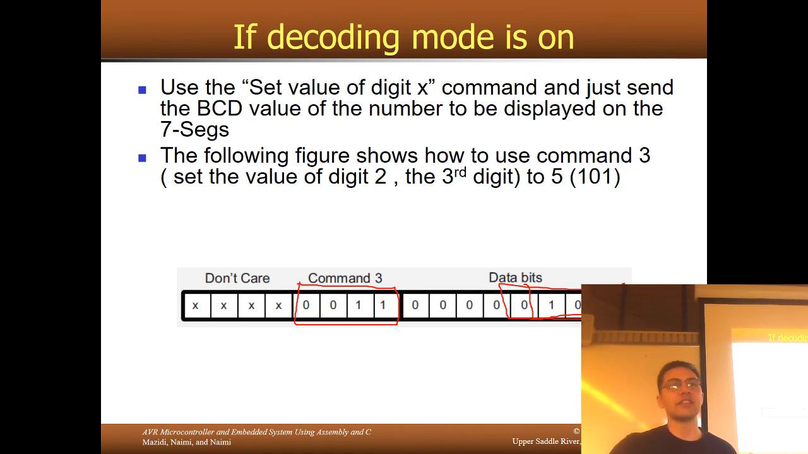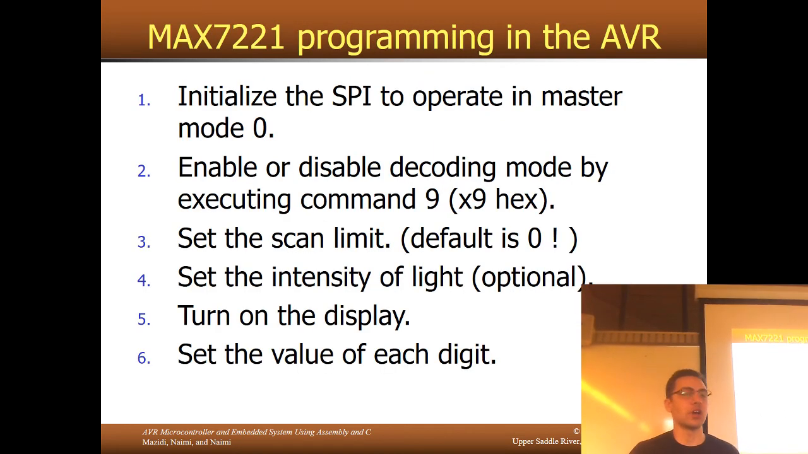So when we set this up to talk to this 7221 or the 7219, we've got to initialize the SPI. It's a master mode. We've got to enable or disable the decoding mode, set the scan limit because the default is 0, and we've got to set the intensity. We probably want brightest. Turn on the display. That's a third command that has to go across the SPI bus. And finally, set the value of each digit.